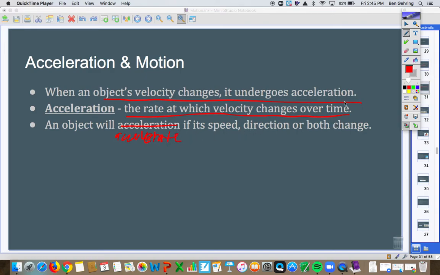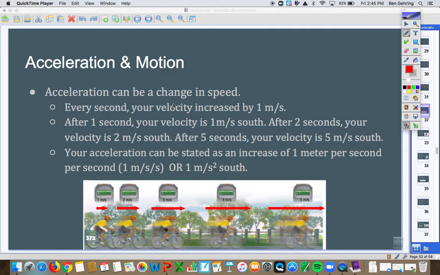So there's a couple ways we can accelerate, and we'll talk about those today. The first way it can accelerate is a change in speed. For example, in the diagram below, imagine this is you on a bike. Every second, we start at 1 second, we are going 1 meter per second, 2 seconds, 2 meters per second, 3 seconds, 3 meters per second, 4 seconds, 4 meters per second, and 5 seconds, 5 meters per second. So each second you're getting faster. Every second your velocity increased by 1 meter per second.